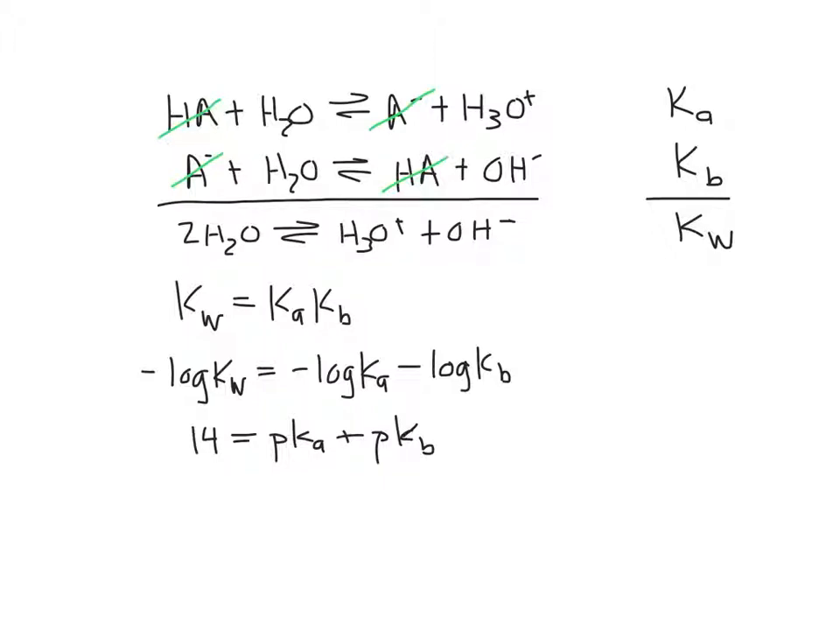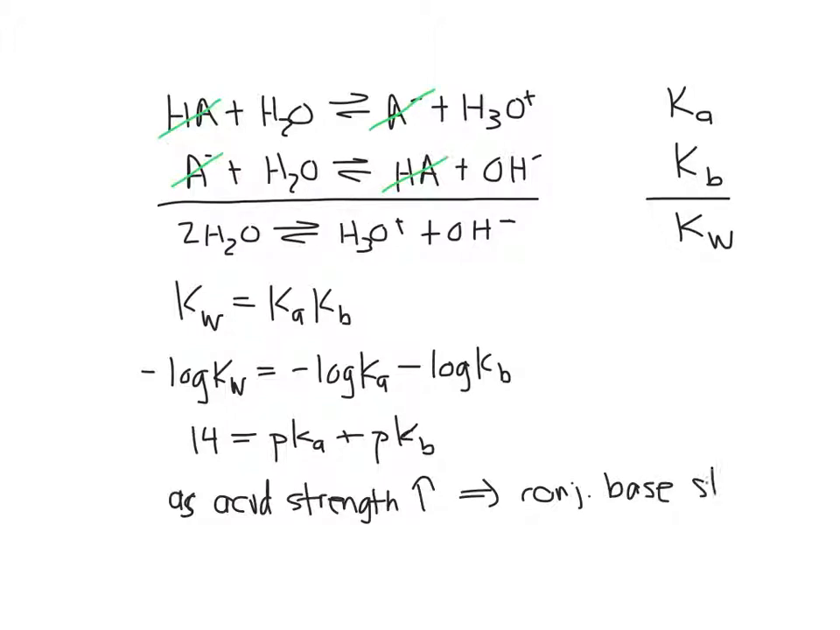There is an interesting implication of these equations. That is, since Ka times Kb has to equal a constant, if I have a stronger acid, a larger Ka, its conjugate base must be a weaker base. And so we can say that as the acid strength increases, then the conjugate base strength decreases. So the conjugate base is a weaker base when I have a stronger acid.